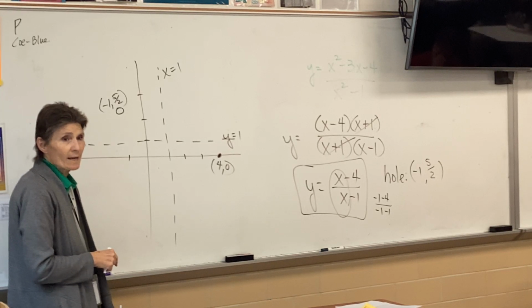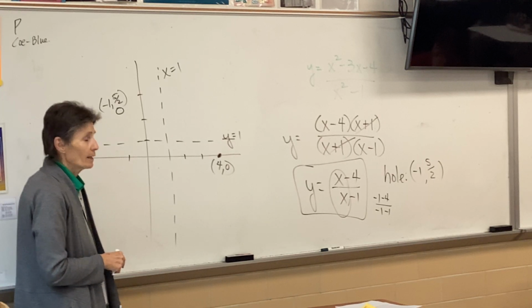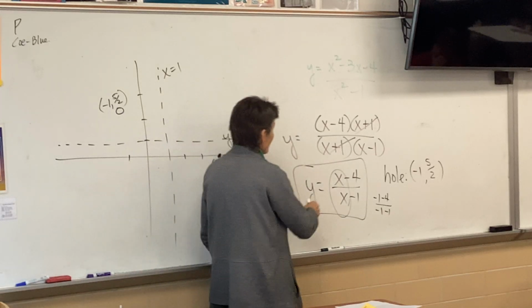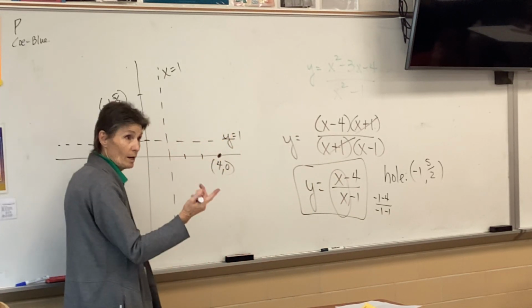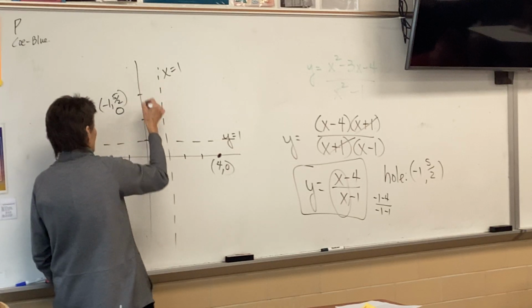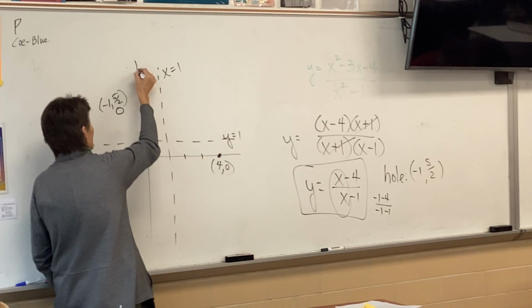How do I get a y-intercept? At 0. Plug in 0. So if I plug in 0, I get -4 over -1, which is 4.